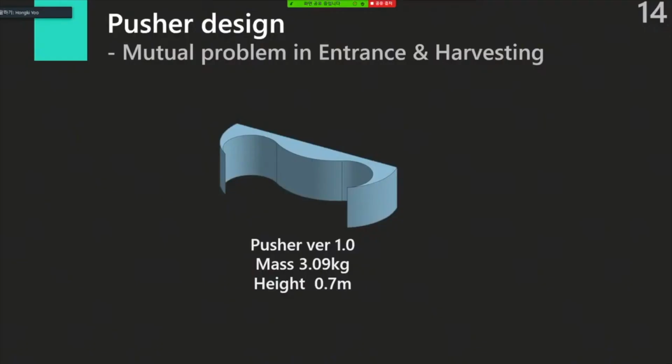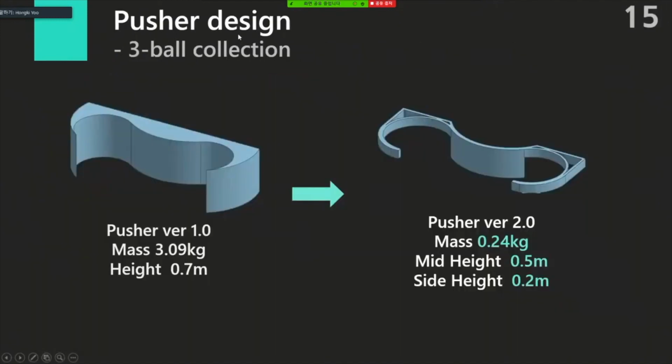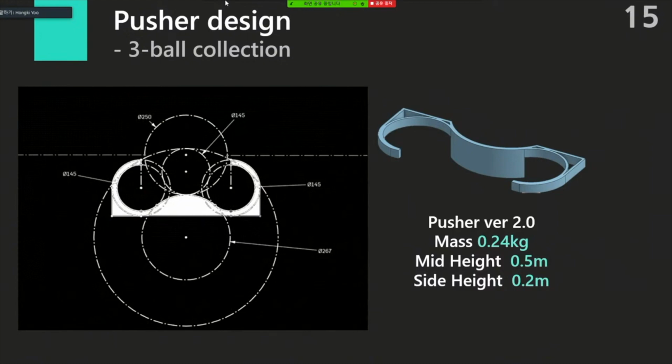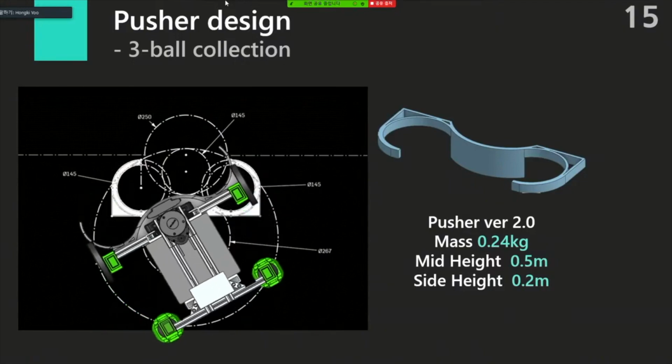The pusher design has to be considered for both the entrance and harvesting zone. Since we designed our original model to carry 3 balls at one time, it had a critical problem while going through the bump region. So we improved the design like this. The newer version is lighter and more compact, but still has the same function. I'll show you later, but it works perfectly at the goal point once it's aligned, like this.